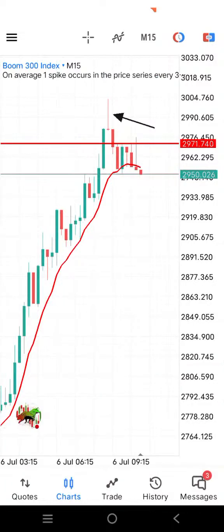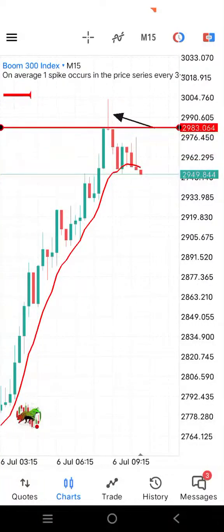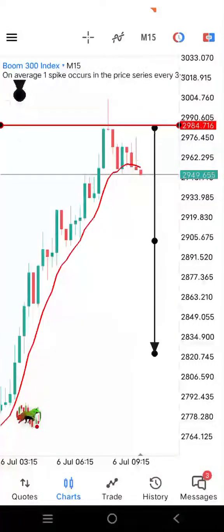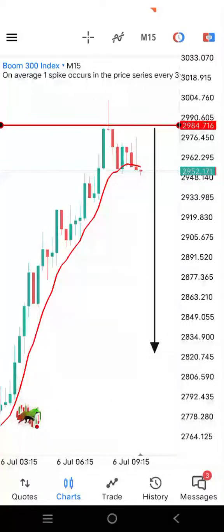Okay guys, so this is a live example. On Boom 300, sell a reversal pattern because it appeared somewhere on top, and the second confirmation because of this hammer, so the sell will go there. If you want to sell, then go ahead and do it with stop loss 2984 in a demo account. Okay, for learning purpose, this is not trading advice, just for learning. Put your stop loss at 2984 and go for sell.